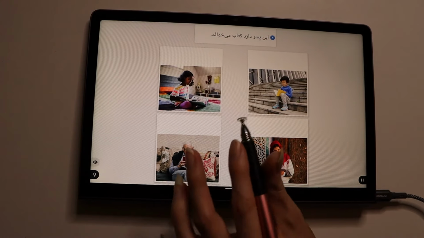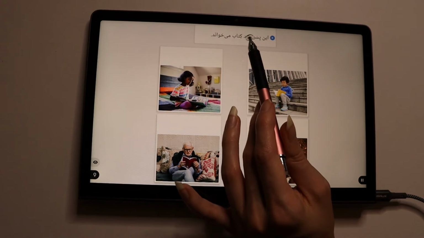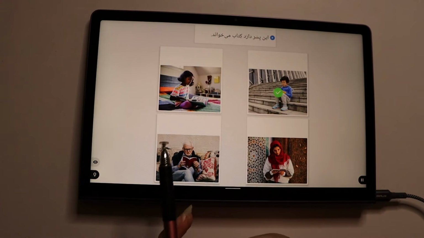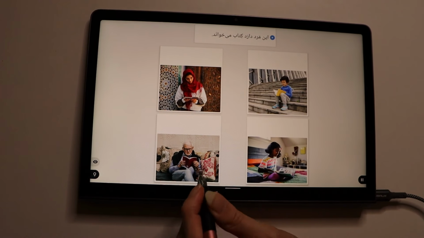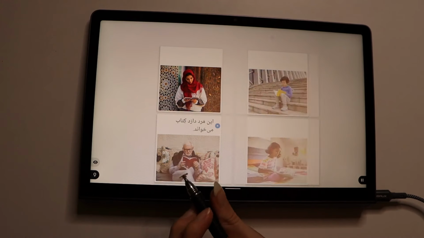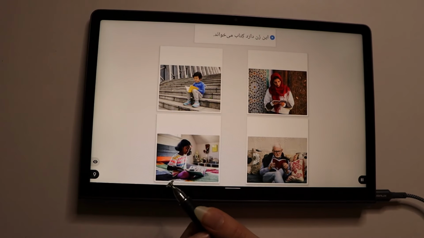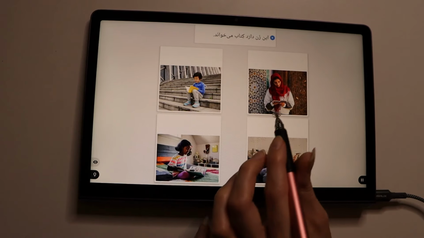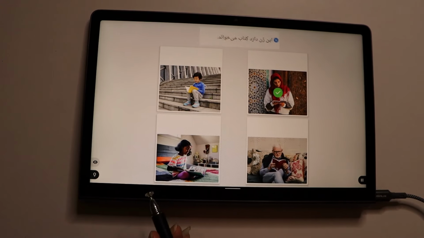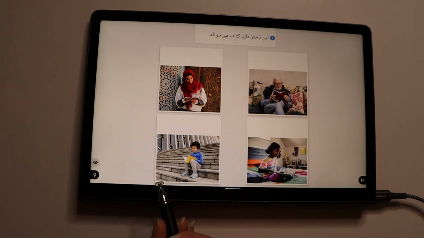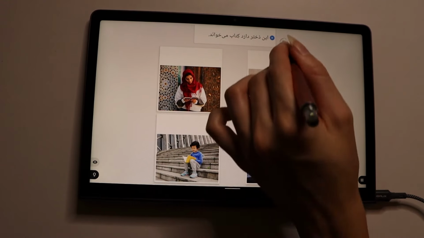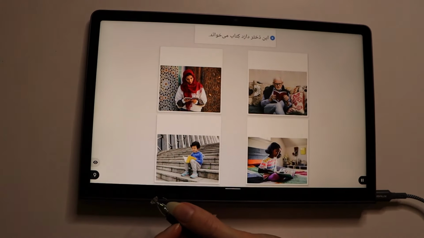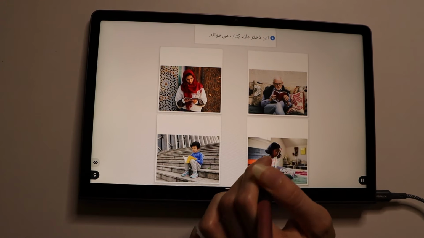Okay, so I understand pesar, the boy, and kitab, the book. This is the man. Okay, they all have a book. The woman. This is the girl.